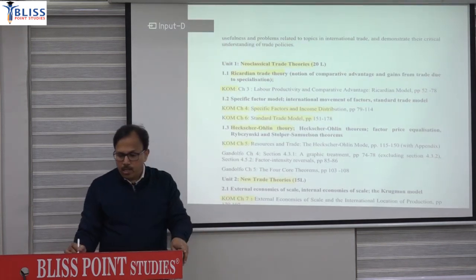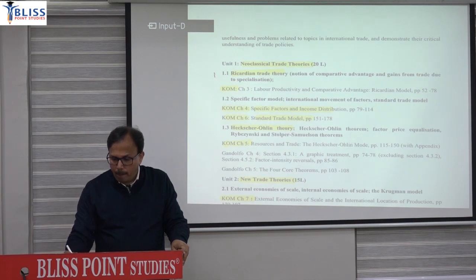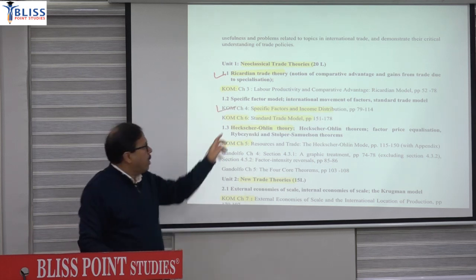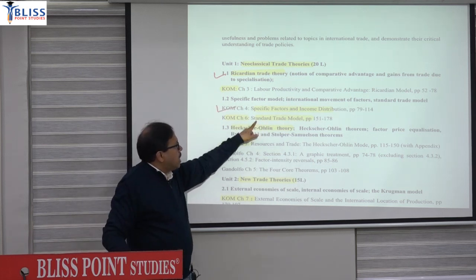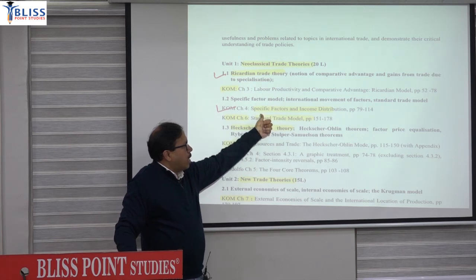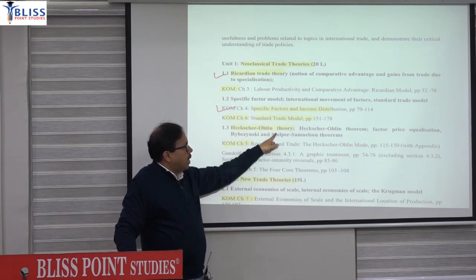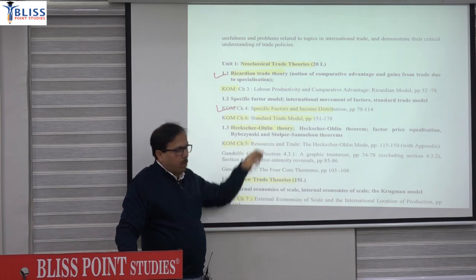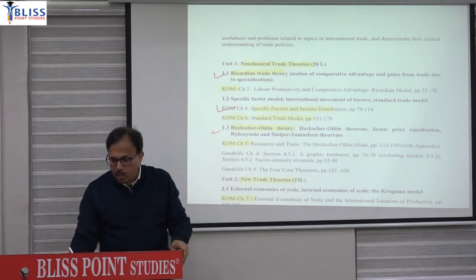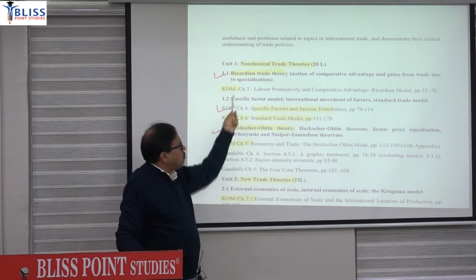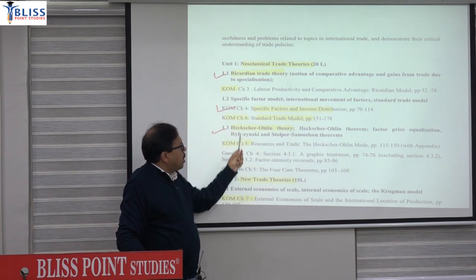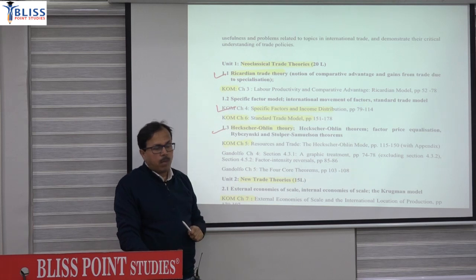The first unit will start with the Ricardian model, 2 by 2 by 1, a specific factor model, that will be 2 by 2 by 3, standard trade model, that will be based upon the RS and RD, and Heckscher-Ohlin theory, that will be the 2 by 2 by 2 model. So you are referring to chapter number 3 here, chapter number 4 here, chapter number 5 and chapter number 6 in that order. Okay?